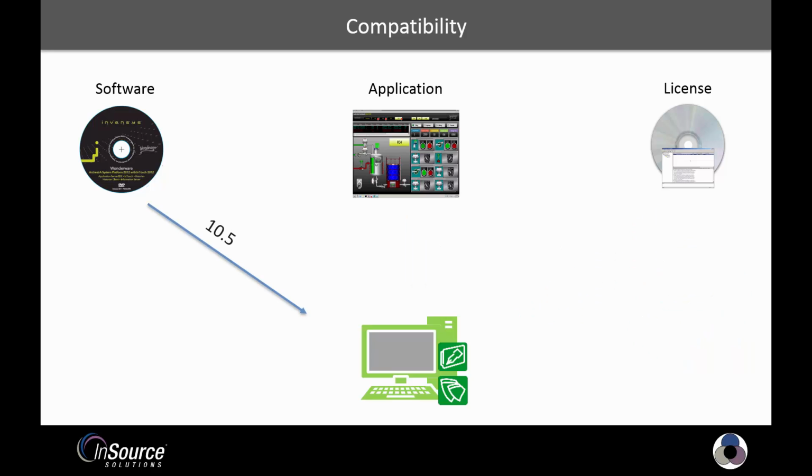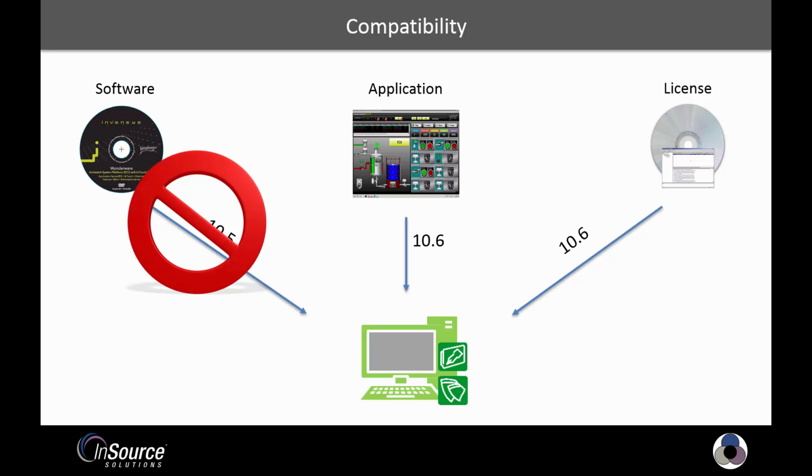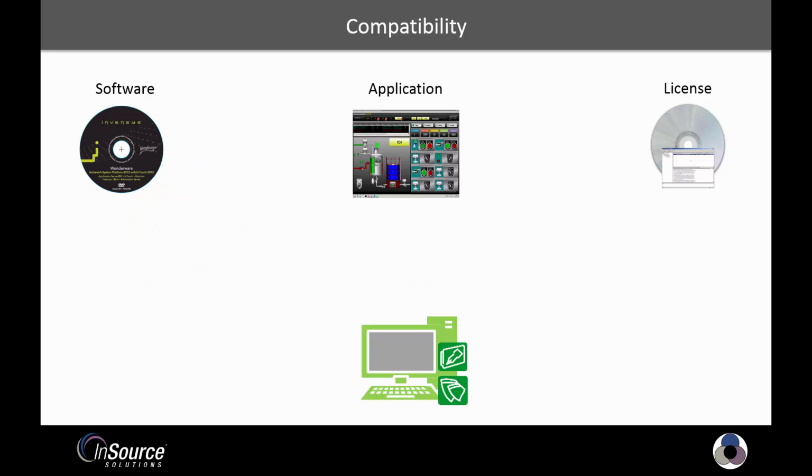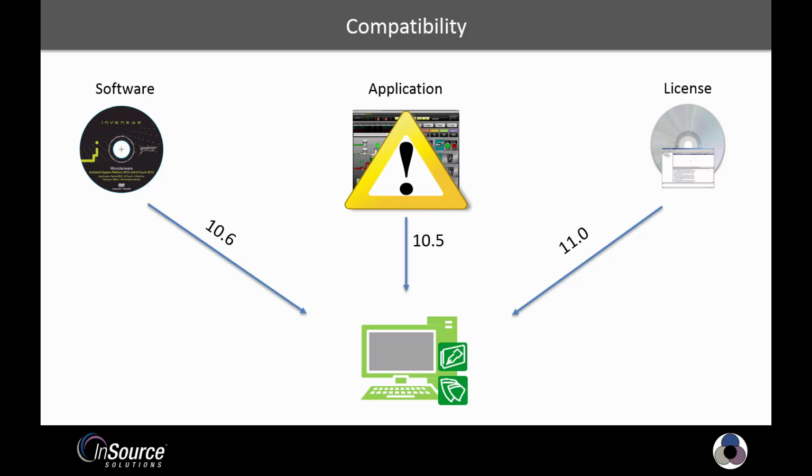Example, I have a software version 10.5. I have an application version 10.6. And my license is 10.6. Will this work? The answer is no. Again, my software needs to be the same version as my application in order for me to open up that application. Last example. Software is 10.6. Application 10.5. My license is 11.0. Will this work? Well, it kind of will work.